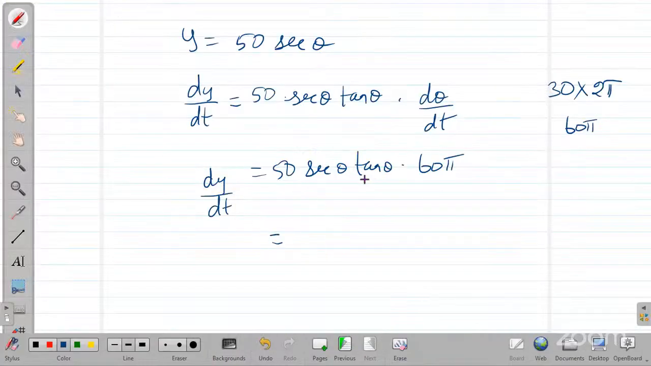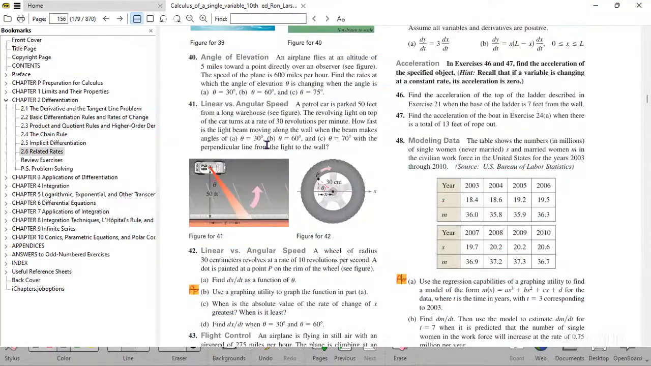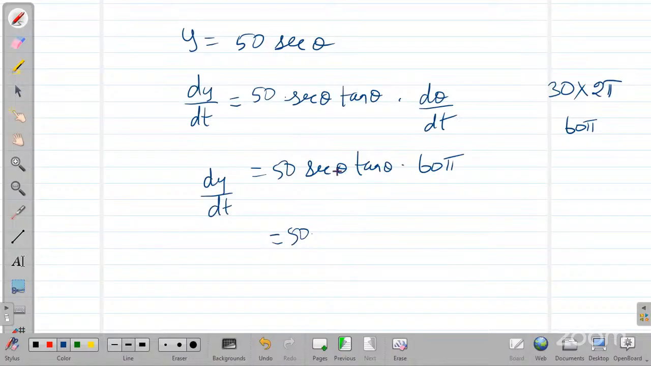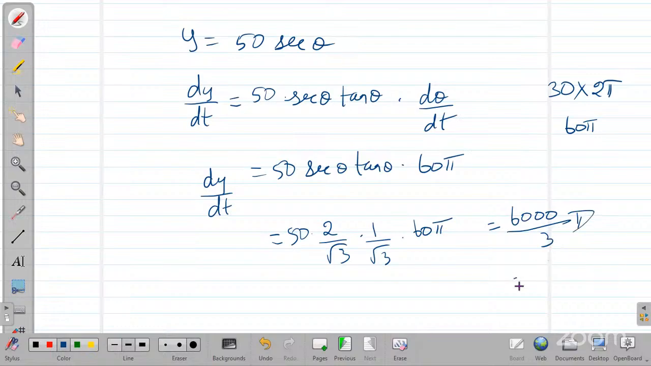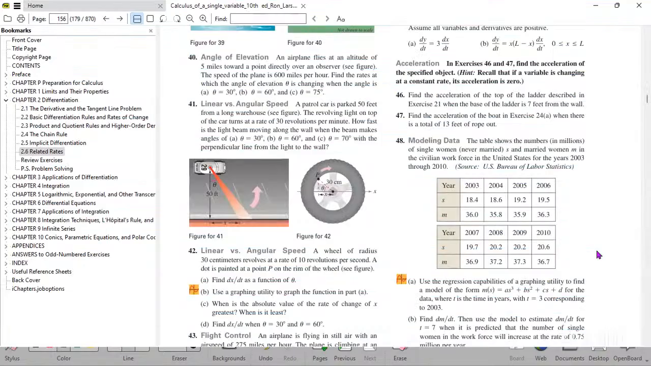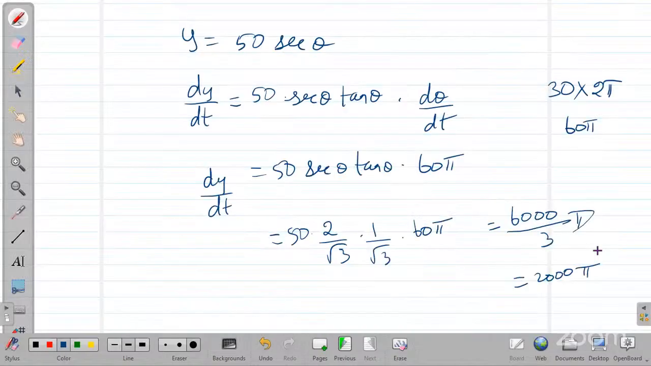50 secant theta tan theta. Okay. When theta is equal to 30 degrees, 50 secant 30 degrees will be 2 over root 3. Is that right? And tan 30 will be 1 over root 3, times 60 pi. So 6000 divided by 3 pi equals 2000 pi. Okay, so that will be the answer. So pi you can take 3.141 or 22/7. So you'll be able to get the value of the speed. It's feet here. So the speed will be about 6283 feet per minute.